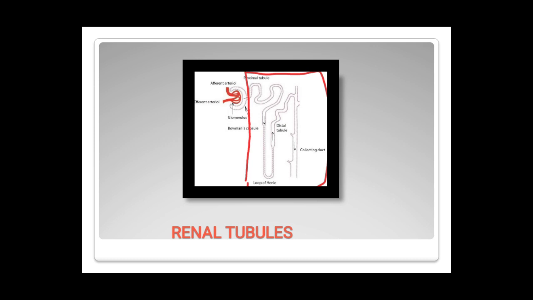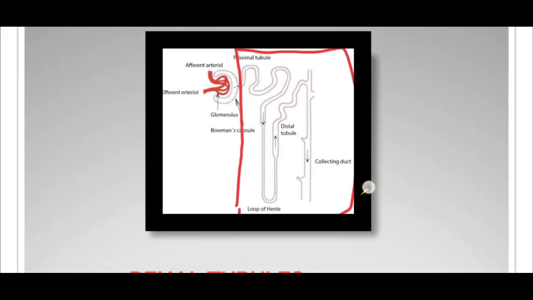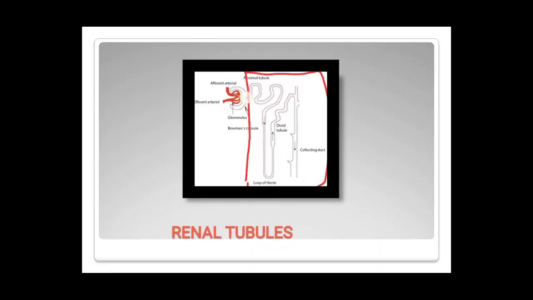Now here in the second diagram you can see renal tubules. Renal tubule has the first part called proximal tubule, which is also known as PCT. After PCT there is a U-shaped deep structure known as loop of Henle. After loop of Henle we are having distal tubule or distal convoluted tubule or DCT, which enters into the collecting duct.